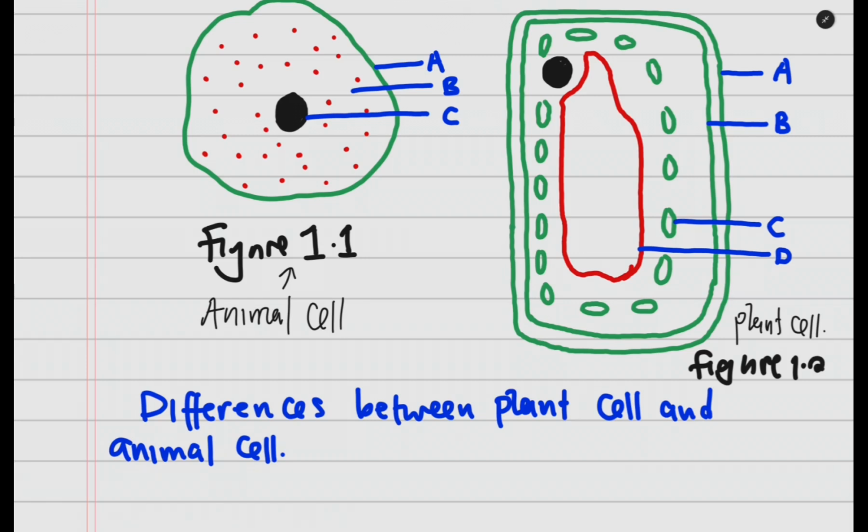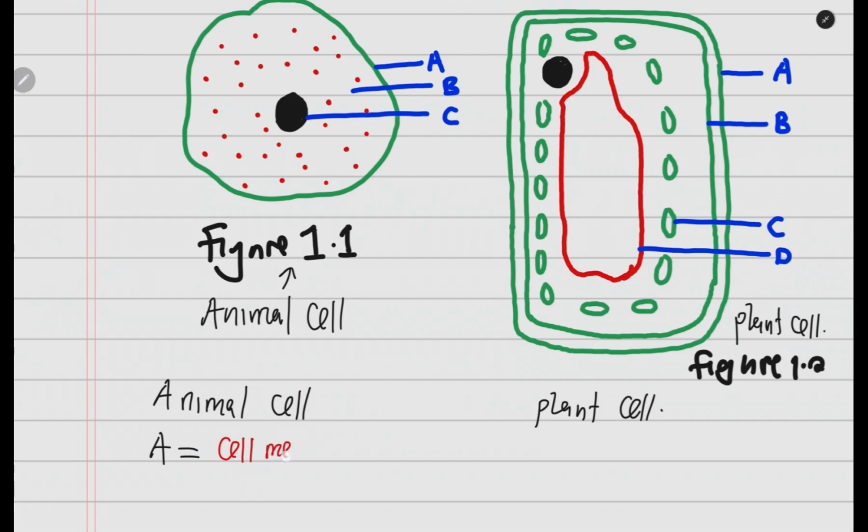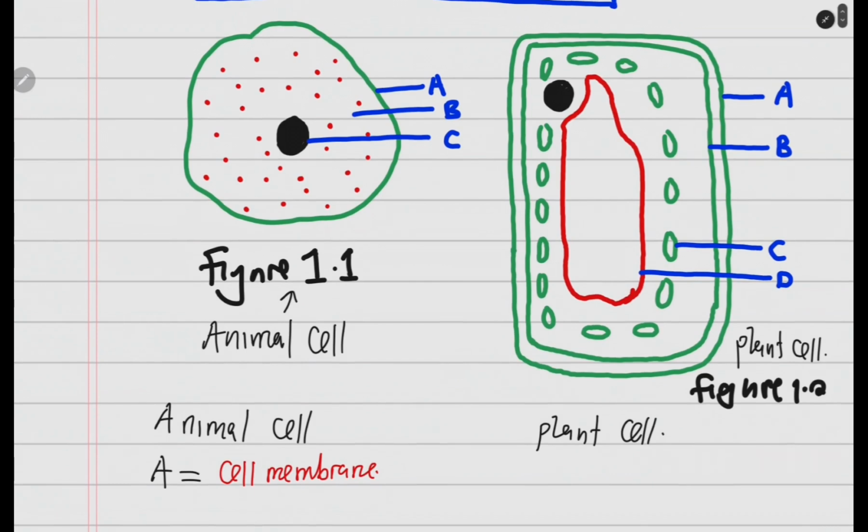To label the diagrams, let me just clear this part so that we can put the parts. We are going to start with the animal cell, and then the other part we are going to say plant cell. Now, what is part A in an animal cell? Part A is what we call the cell membrane. If you find a cell like that, just know that that is an animal cell, and the outer layer is the cell membrane.